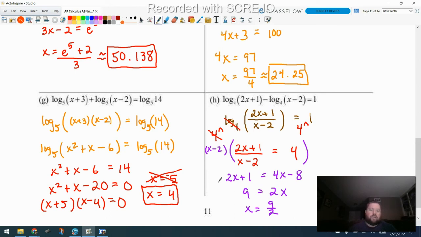Okay, once again, make sure you plug this back in, and you cannot get a negative or a 0. So if I plug it in here, 9 halves times 2 would be 9, plus 1 is 10. That's good. 9 halves minus 2 is bigger than 1. It's not negative, so that's good. That's all we need to check.